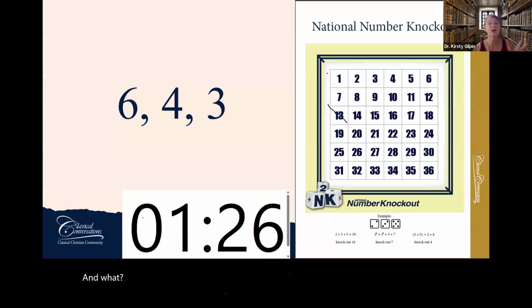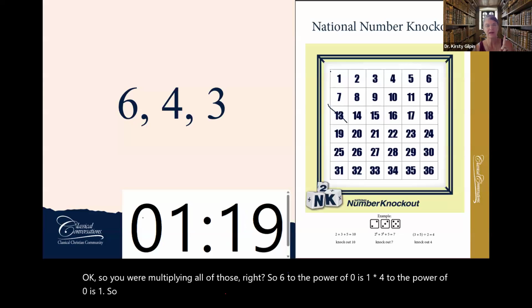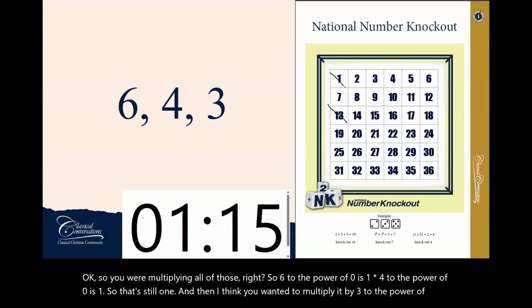Okay, so you were multiplying all of those, right? So 6 to the power of 0 is 1 times 4 to the power of 0 is 1. So that's still 1. And then I think you wanted to multiply it by 3 to the power of 0, right? Yes. Good. Which is 1.